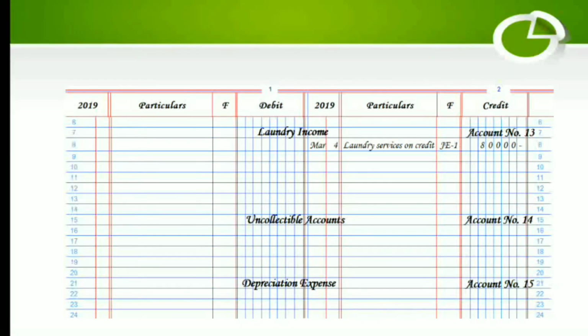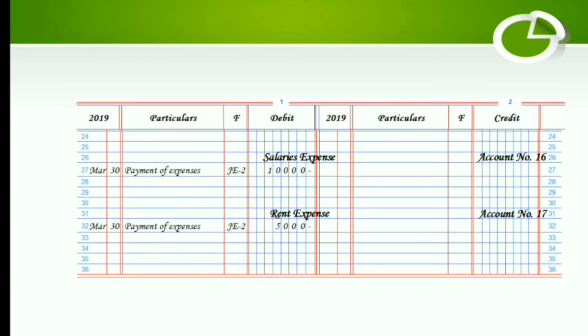We have account number 13, which is the laundry income, and we only have one transaction posted in here, and that is the laundry service on credit worth 80,000. So let's just double rule this one. And then moving on to account number 14 and account number 15. So both accounts are empty. So let's proceed to the next, account number 16, and we have salaries expense.